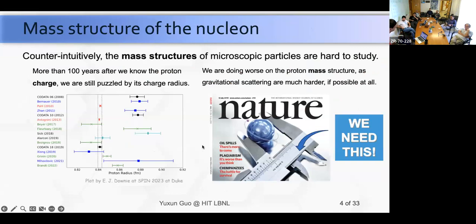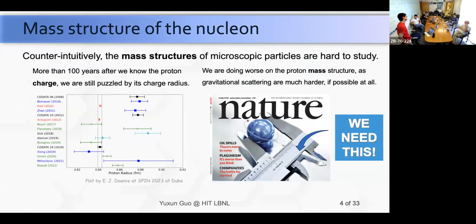Okay, so rather counterintuitively, the mass structure of microscopic particles like the proton is not easily studied. This can be compared to, for instance, the charge structure of the proton. We measured the charge of a proton more than 100 years ago by the famous Millikan oil drop experiment. We measured the actual charge, so we know the proton charge.